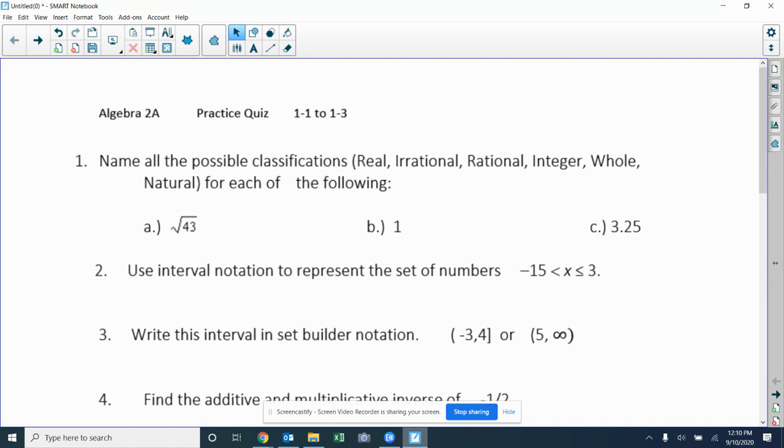All right, square root of 43. Now, tomorrow, write real for all of them, okay? They're all reals. Square root of 43 is also irrational, and that's all there is there. You can write the word out. If you don't want to know what the letters mean from the chart, I don't care. If you want to write them out, that's fine. So you can write real and irrational.